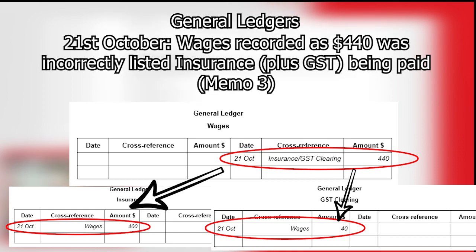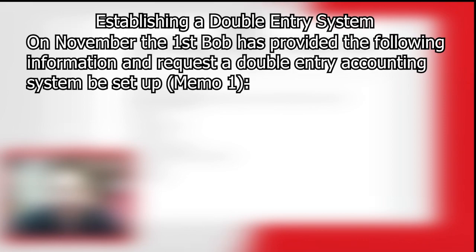And it's very interesting. I love this. It is establishing a double entry system. So here's our transaction, and that's a long one. So on November the 1st, Bob has provided the following information to you and requested you set up a double entry accounting system for him. And that is Memo 1. This is always Memo 1. It's always the first memo in the new system.